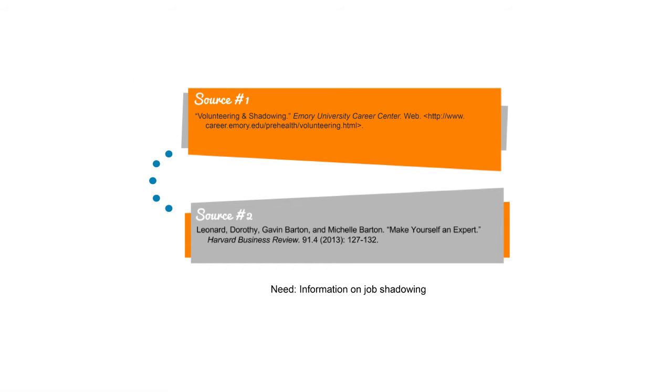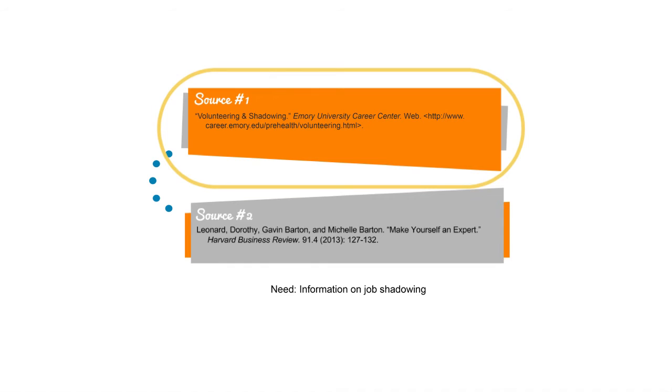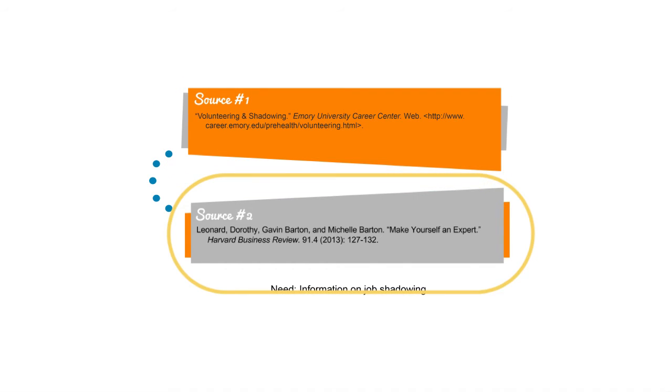Which source is more accurate? The listed articles both discuss job shadowing tips. Source 1 is published on the Emory University Career Center's website. Source 2 is published by Harvard Business Review. While the information on any career service website, especially at a university, is typically monitored by content experts, it simply does not have the reputation and credibility that the Harvard Business Review does.